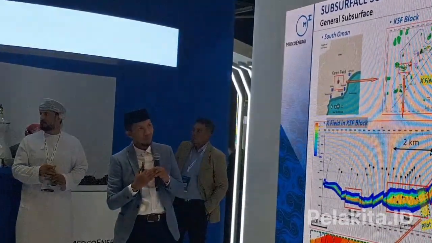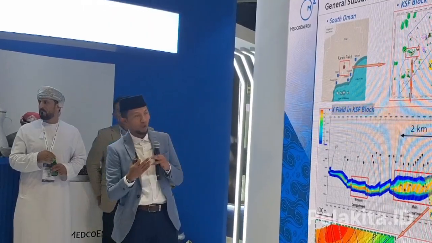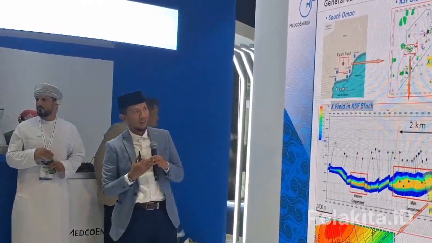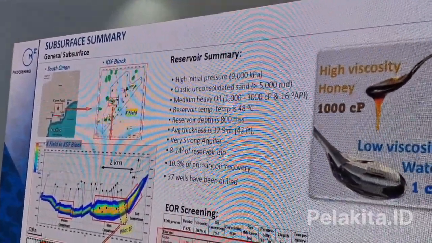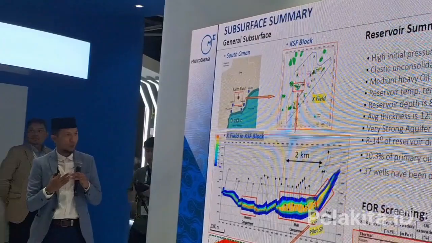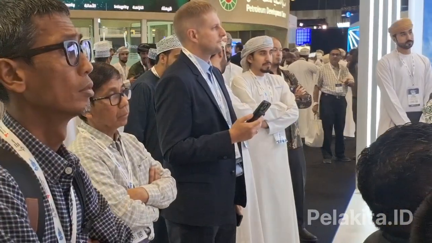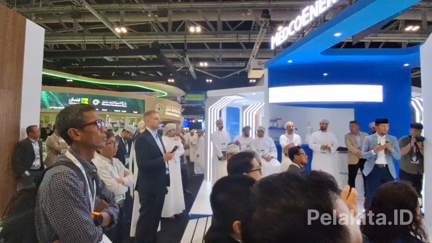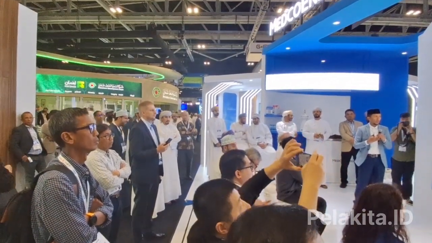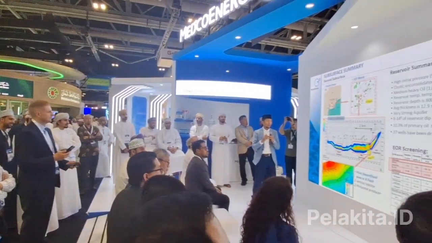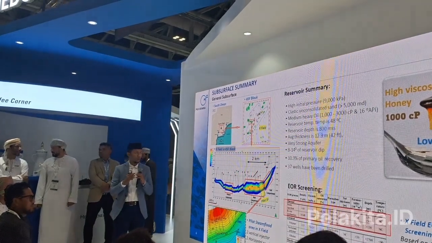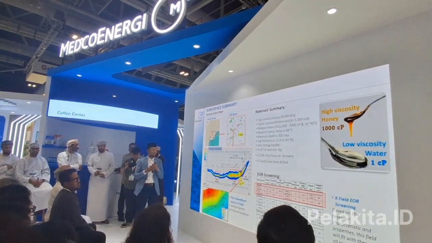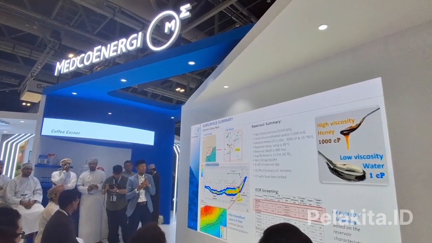To give you an indication, water is 1 centipoise, and 1,000 centipoise is about like honey. Maybe in Oman we have cedar honey. I like that. So oil in this field is like honey, very thick. The reservoir temperature itself is not so high, around 50 Celsius. The reservoir is at around 800 meters depth, and it is not quite thick sandstone, only around 15 meters of average reservoir thickness.